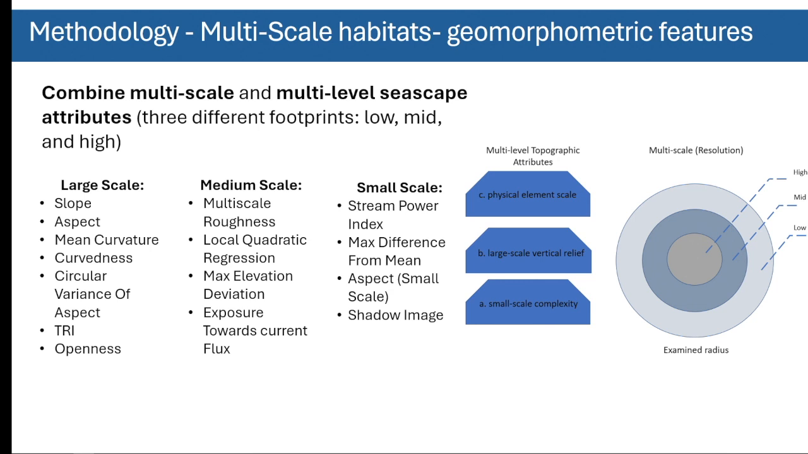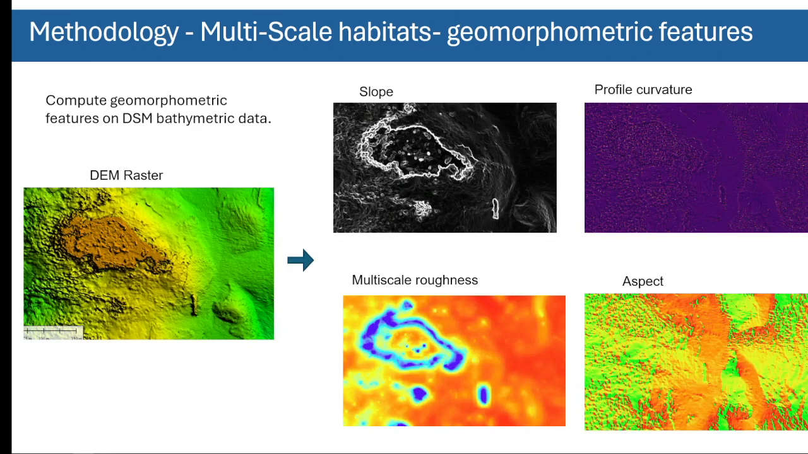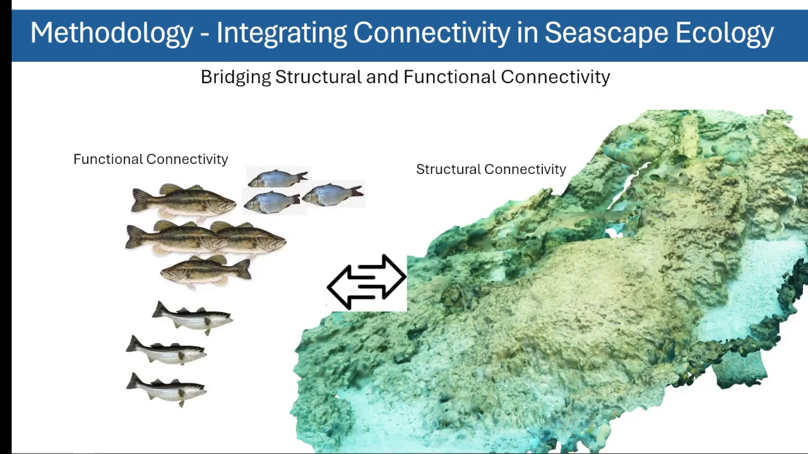Okay, so now the main model. We combine multiscale geomorphometric features to analyze habitats at different scales, enhancing our understanding of habitat complexity and connectivity. This approach integrates physical elements, scale, largest scale vertical relief, and the small scale complexity to provide a comprehensive view of maritime habitats. Like these are different types of features. Now, I repeat again, the main goal is to bridge between the structural connectivity, that means the bathymetry, and functional connectivity, it's the biodiversity and the fish.